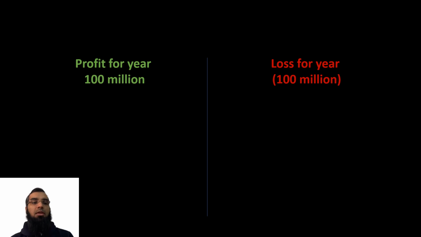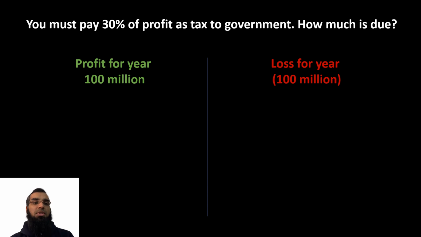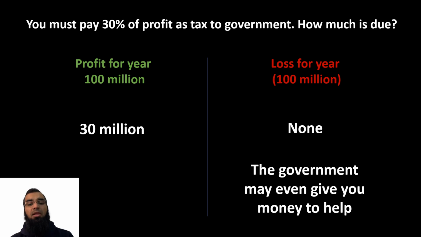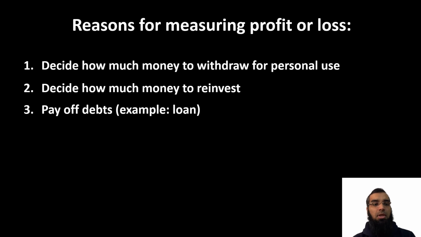Now we also calculate profit or loss to measure taxes. So let us assume that we have to pay 30% of our profit as tax to the government. In case our profit is 100 million, we have to pay 30 million in taxes. But in case we make a loss, we don't have to pay any tax. In fact, the government may even give us some money to support us. So we measure profit or loss to calculate taxes.